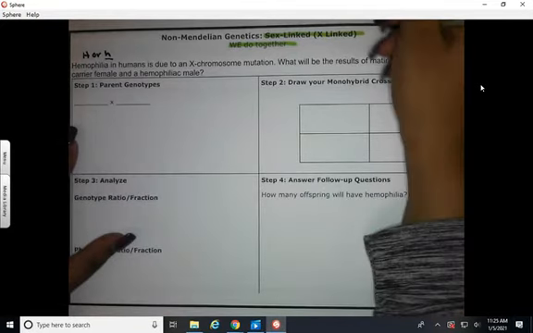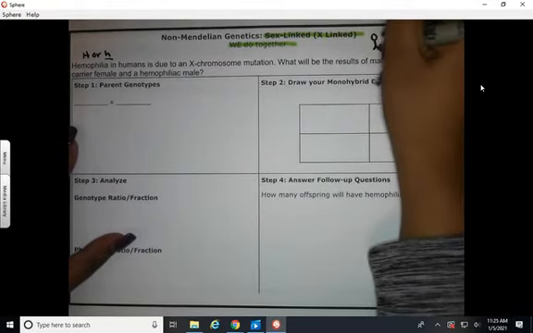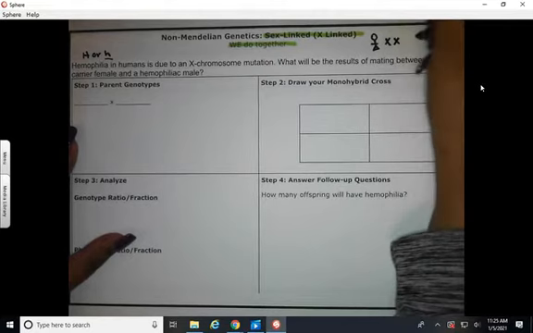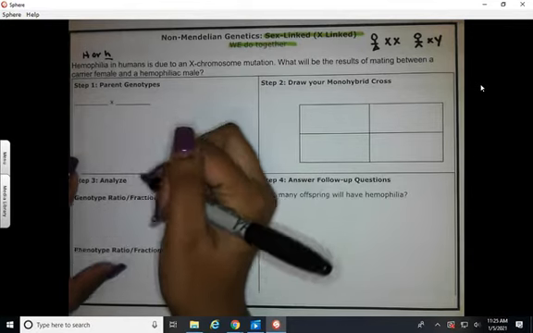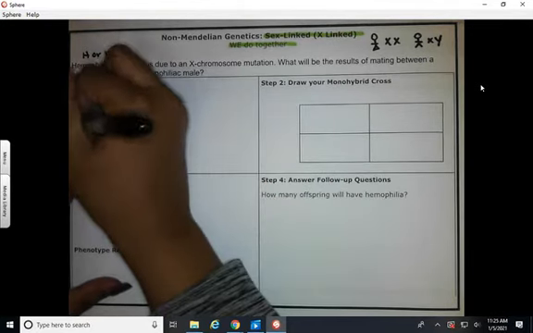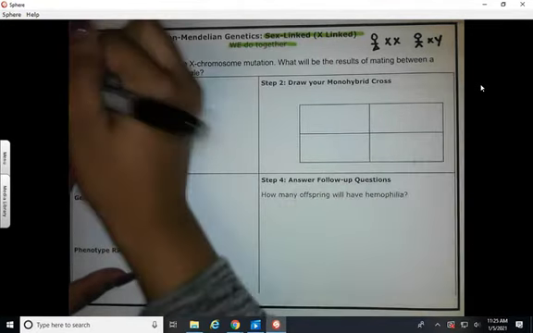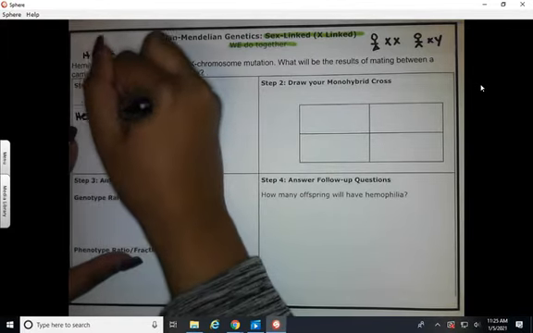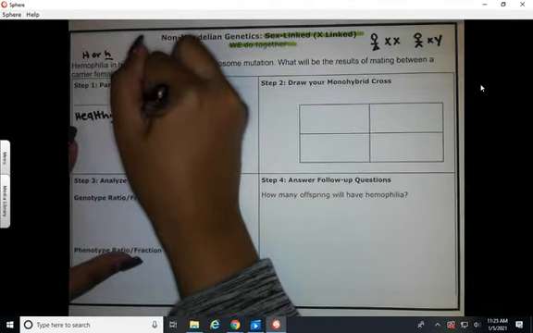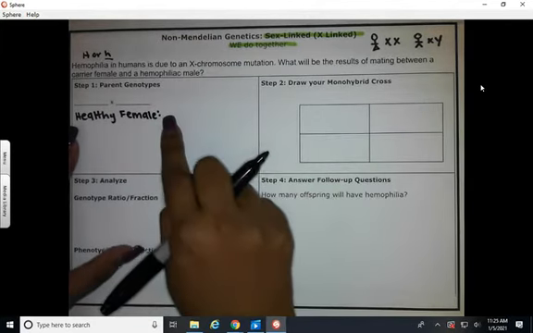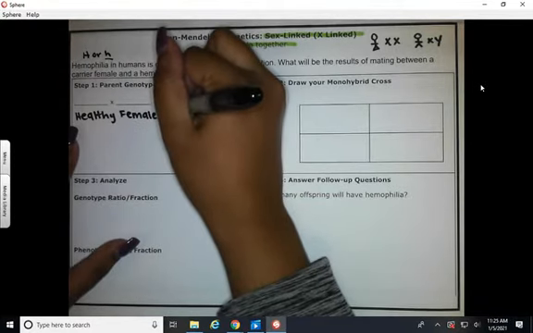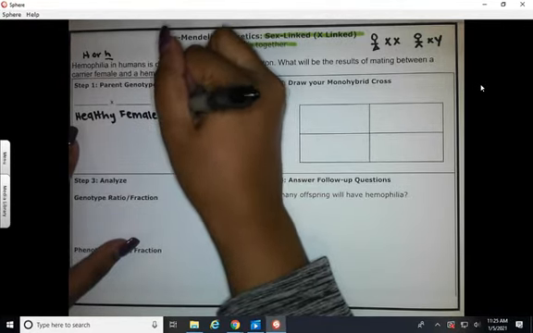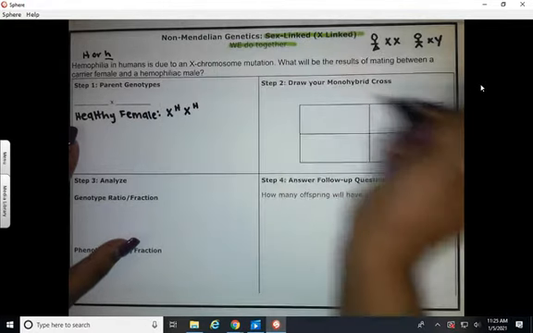Okay, so remember with females they are XX, males are XY. Alright, so let's create a key here. What would the genotype be for a healthy female? What is her genotype going to be? Alright, it's X big H, X big H.